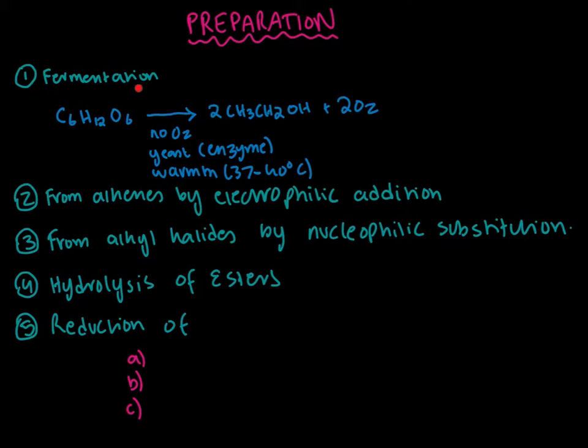So this was the first method, which was fermentation. The second way of preparing is going to be from alkenes by electrophilic addition, from alkyl halides by nucleophilic substitution, from the hydrolysis of esters, and from reduction of aldehydes, ketones, and carboxylic acids. And points 3 and 4 have been covered in detail in their respective chapters. Some of the videos for that have already been uploaded, and some of them might have to be uploaded in a while, so you guys can check those out.